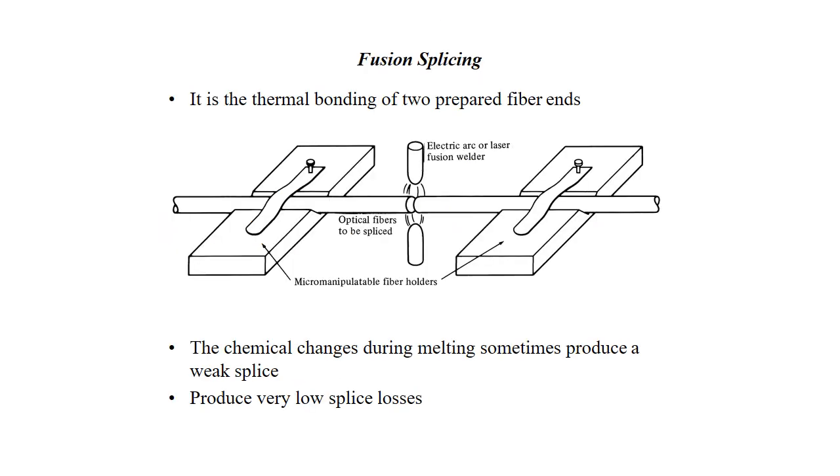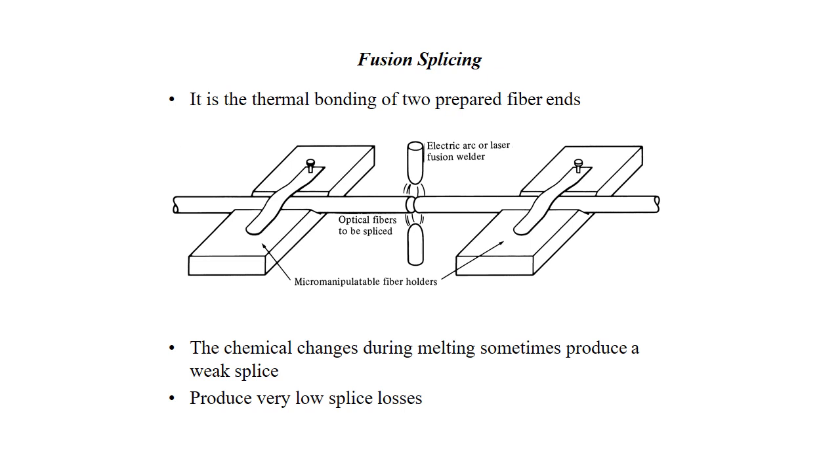Fusion splicing. Fusion splicing is the thermal bonding of two prepared fiber ends. The fiber ends are first pre-aligned and butted together under a microscope with the help of micromanipulators. The fusion splicing of single fibers involves heating two prepared fiber ends to their fusing point with the application of sufficient axial pressure between the two optical fibers.